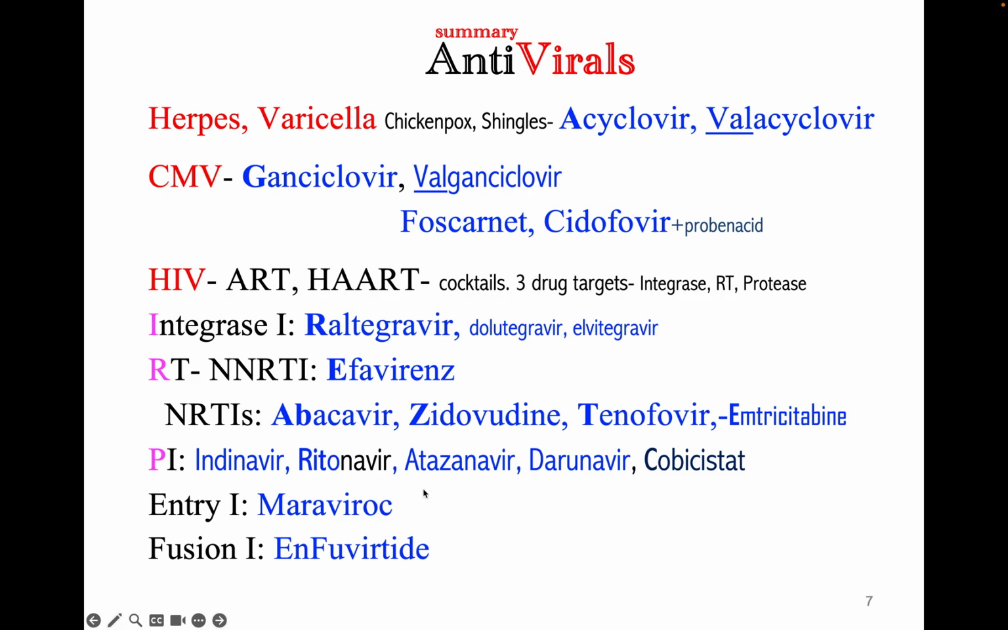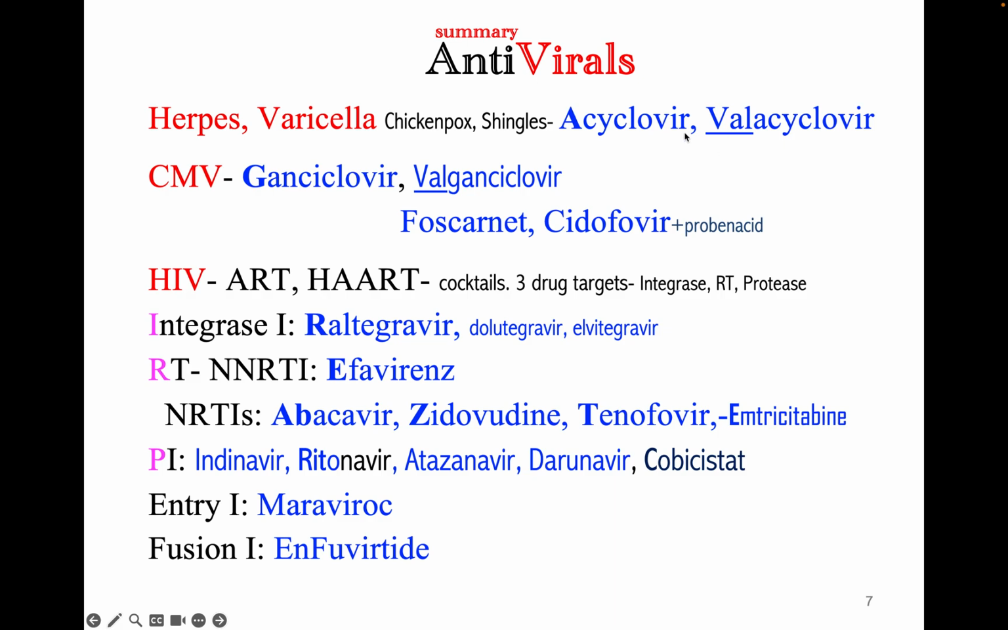HIV is the second part we will discuss. First one, Acyclovir. What are the three things I want you to remember? Acyclovir or Valacyclovir, keep in mind the indication: herpes, oral or genital herpes, or varicella, chickenpox or shingles. You can treat them with either of these drugs.